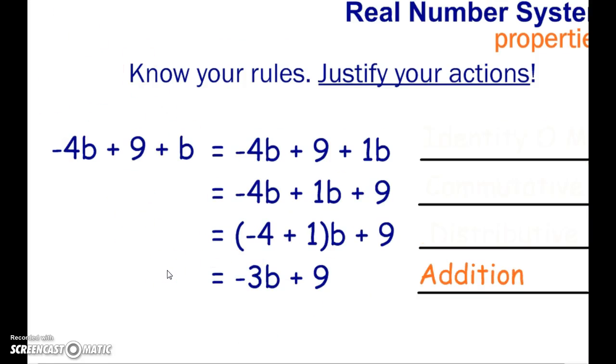Another same type of problem. Well, you've got B here, and you've got 1B there. What would that property be? That's your identity of multiplication. Now, what do we do in the next step? We rearrange things. That's your commutative property.